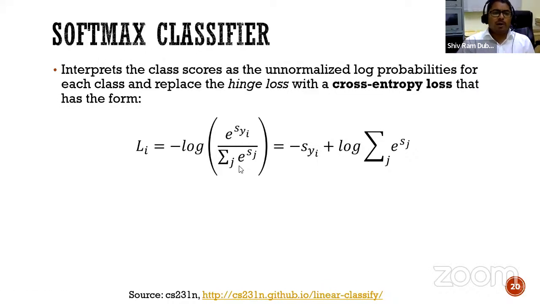Once we get the probability, we find the negative log likelihood of that probability. And if we take the negative log likelihood of that probability, then this is going to be the loss. And why is this going to be the loss?